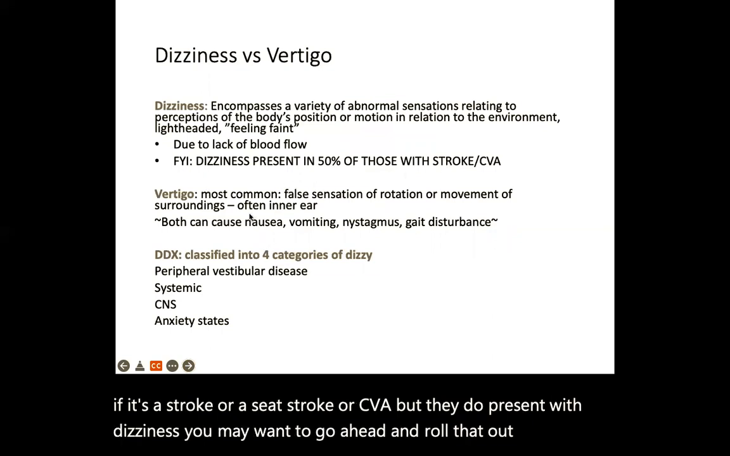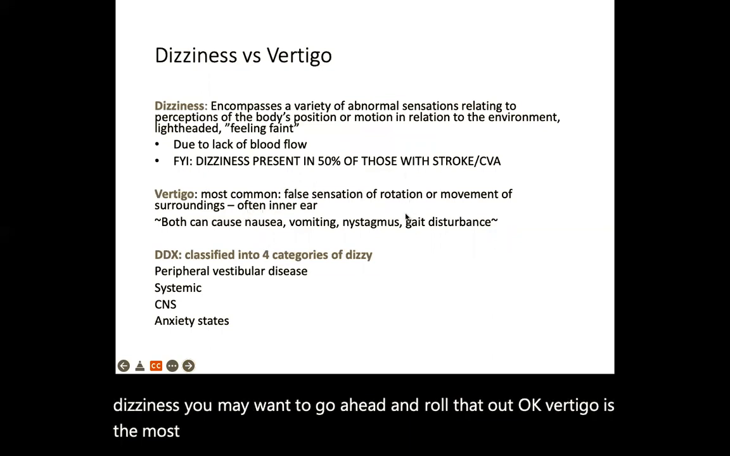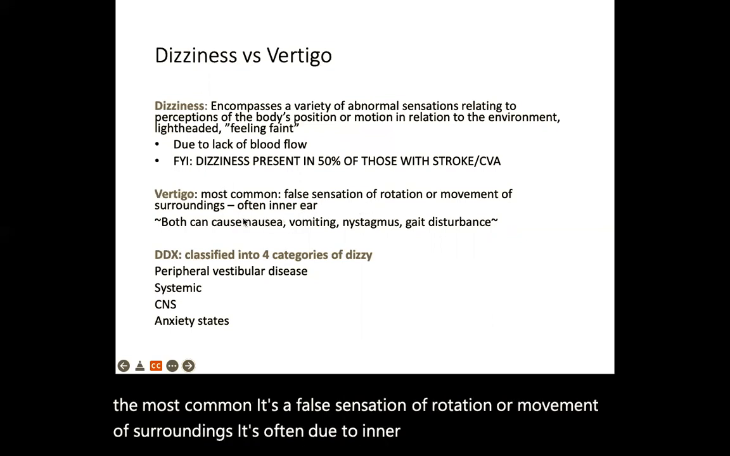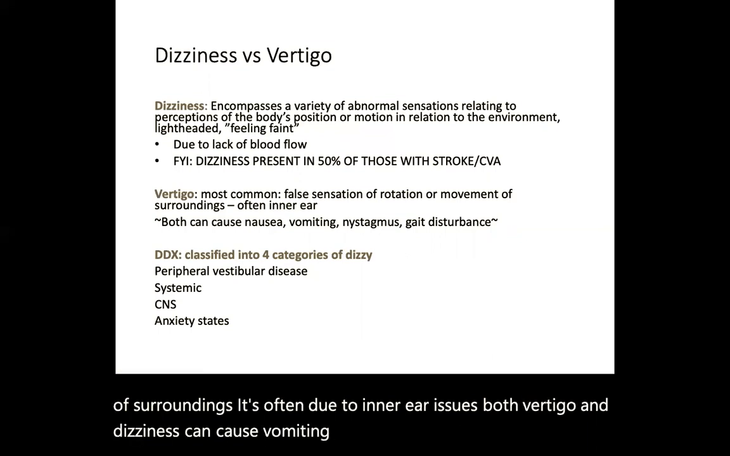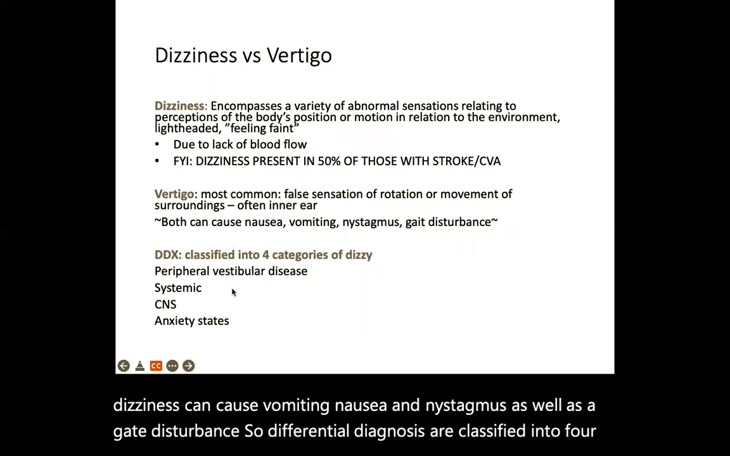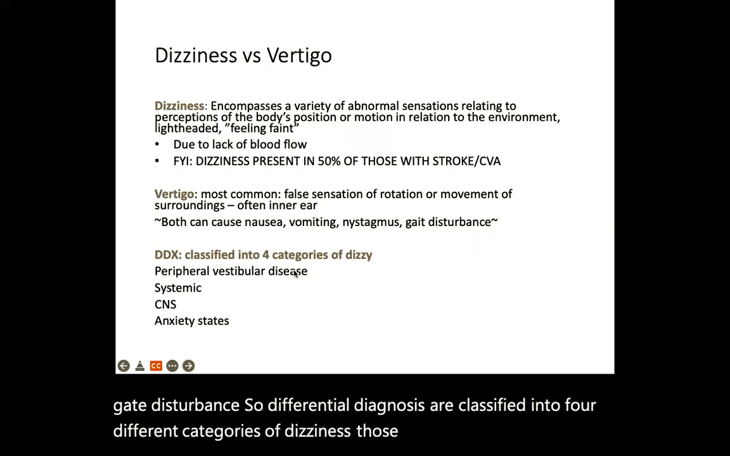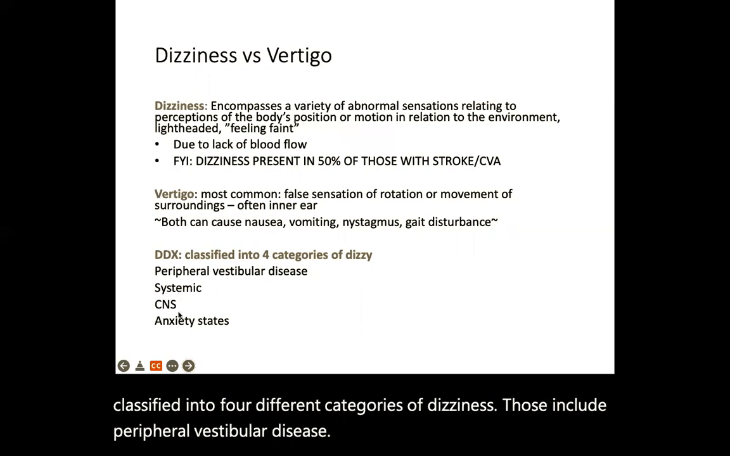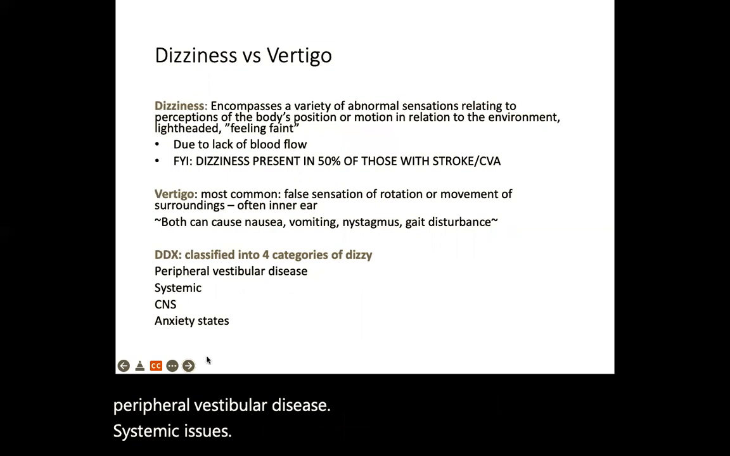Okay. Vertigo is the most common. It's a false sensation of rotation or movement of surroundings. It's often due to inner ear issues. Both vertigo and dizziness can cause vomiting, nausea, and nystagmus, as well as a gait disturbance. So differential diagnoses are classified into 4 different categories of dizziness. Those include peripheral vestibular disease, systemic issues, CNS issues, and anxiety states.